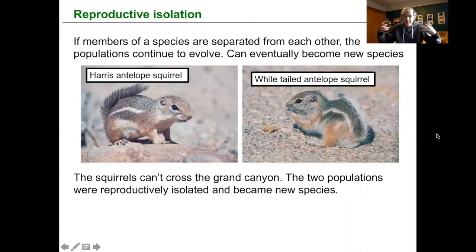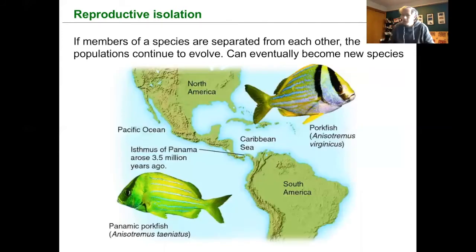So separating a population of a single species into two populations and not allowing reproduction to occur between the populations, over time, you will end up with two species instead of one. And this is seen time and again. The Harris antelope squirrel and the white-tailed antelope squirrel is a wonderful example, but it's also seen in the porkfish.